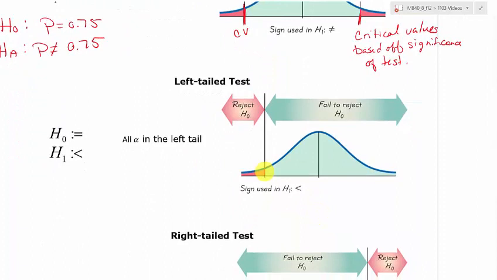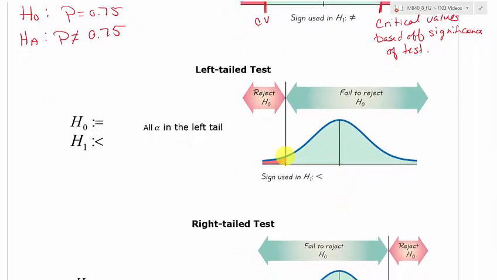You may also have a left-tailed test. So in the example that we were doing before, we could make the claim that p is less than 0.75. With a less than, that would be a left-tailed test, and so all of alpha is in this tail, instead of being split between two tails like a two-tailed test. If your test statistic ends up in the tail, then you will reject the null. If you're in the green area, then you would fail to reject the null.